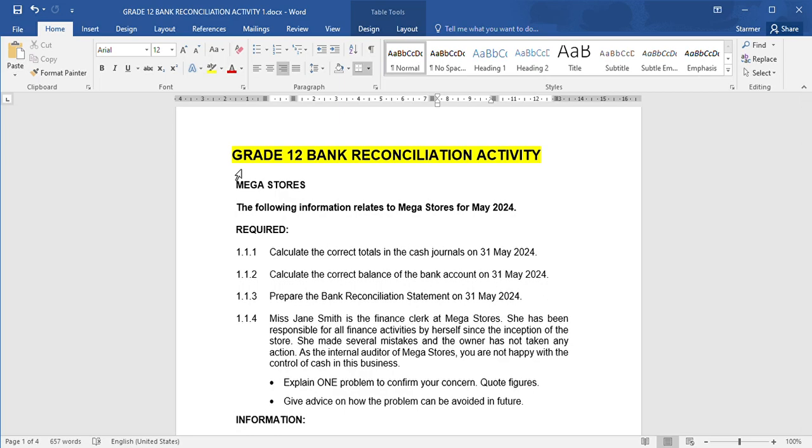Today I'm going to do an activity on bank reconciliation. Right, if you look at what's required here, we're required to calculate the correct totals in the cash journals, the correct ledger account balance for your bank, and then to do a bank reconciliation statement. I'm going to do these three things simultaneously rather than separately. I do that so that I can read through information once only, and in that way I save time.